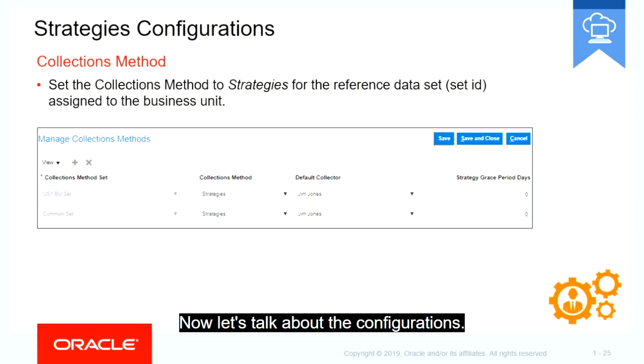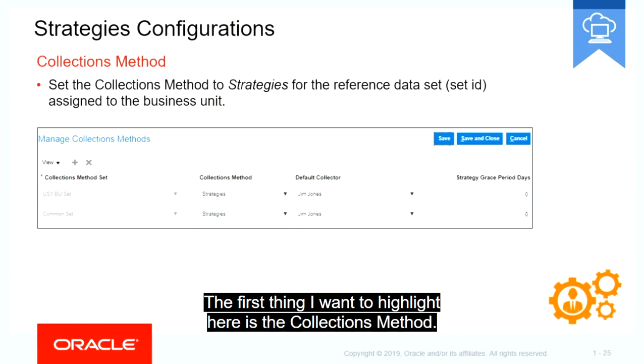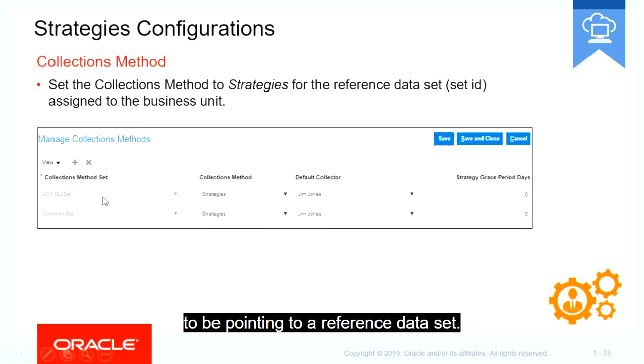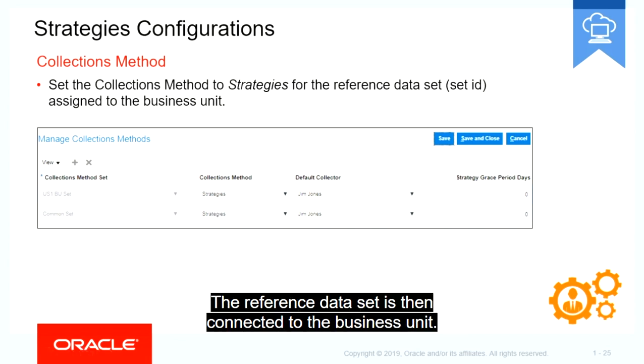Now let's talk about the configurations. The first thing I want to highlight here is the collections method. So when you start gathering requirements for your organization, you are going to determine what is the correct collection method for a given business unit or a group of business units. As you can see here in the picture, when you go in and set the collection method, you are going to be pointing to a reference data set. The reference data set is then connected to the business unit.